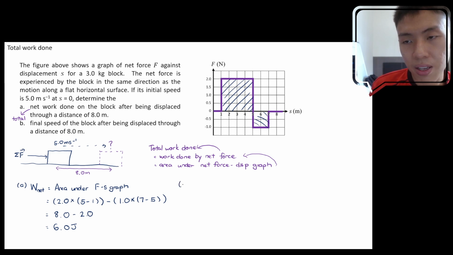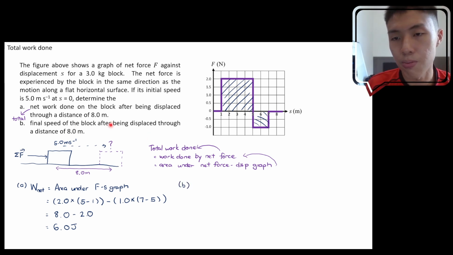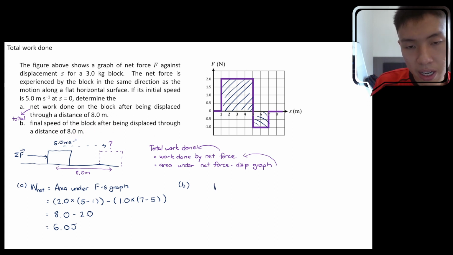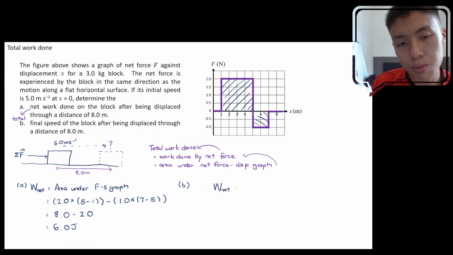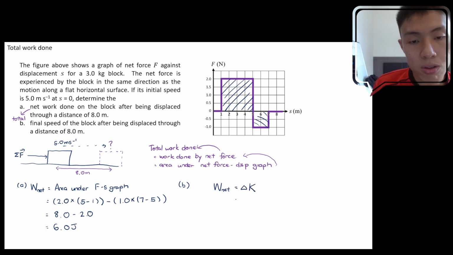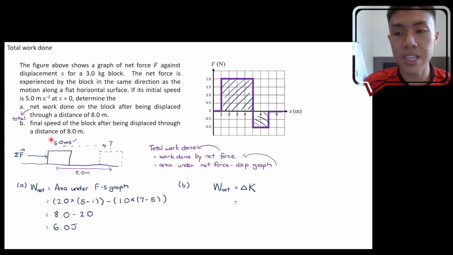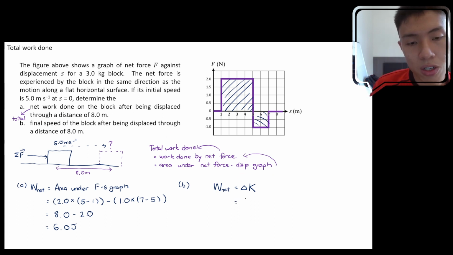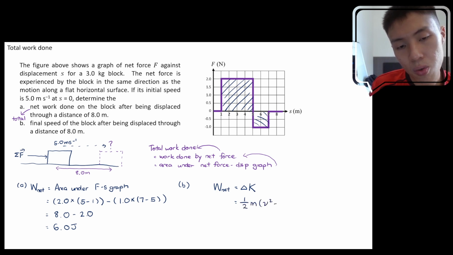Next, for question B, find the final speed of the block after being displaced through a distance of 8 meters. You know that the net work done, or the total work done, will be related to the change in kinetic energy. That's the work energy theorem. And you know that the work energy theorem can be related to the final speed because the kinetic energy is just half mv squared. So v is the speed that you're looking for. So you can open it up to become half m (v squared minus u squared). So the net work done is just the net work done.